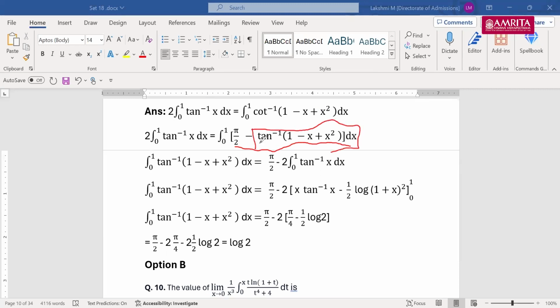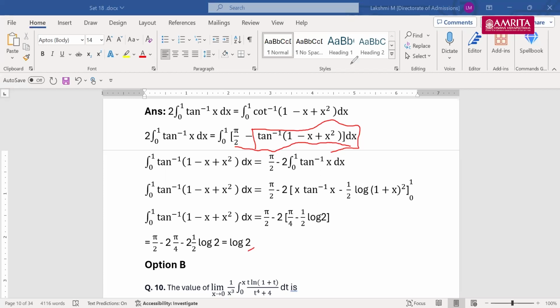Now this is what the question was asking: integral of 0 to 1 tan inverse of 1 minus x plus x square. I'm just keeping it here and taking this to the other side. It will be integral of 0 to 1 of pi by 2 minus 2 into integral of 0 to 1 tan inverse x dx. What is actually the integral of tan inverse x dx? What is the value? It's x tan inverse x minus 1 by 2 into log of 1 plus x square. And here you have to apply the limits also, 1 and 0. We could directly substitute the limit values here. You could substitute for each one of them and you can solve it, and it's log 2.